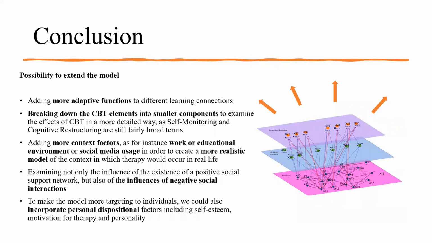Okay, and for this reason and from our own thoughts, we thought about some possibilities on how you could extend the model that we just presented. First, you could possibly add more adaptive functions to different learning connections, because multiple learning takes place in the brain at different stages and not just at the stages which are connected to CBT. So that would be a way to add more connections.